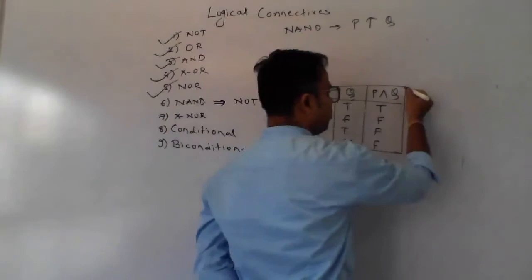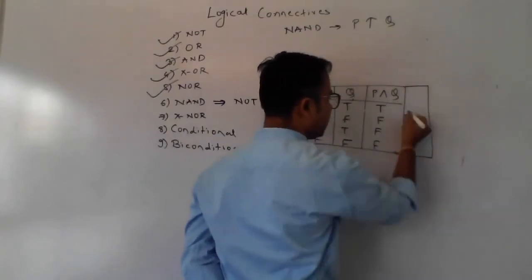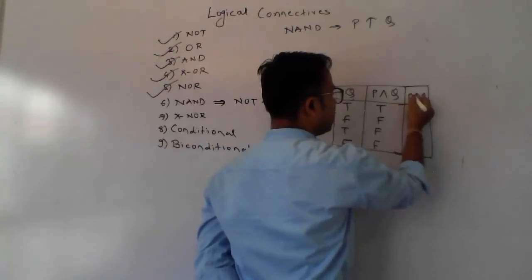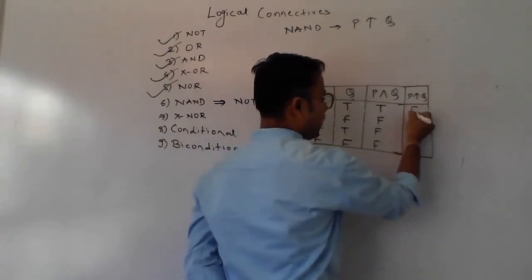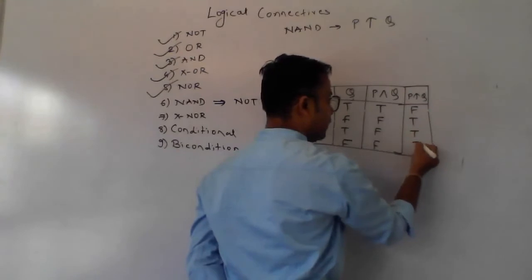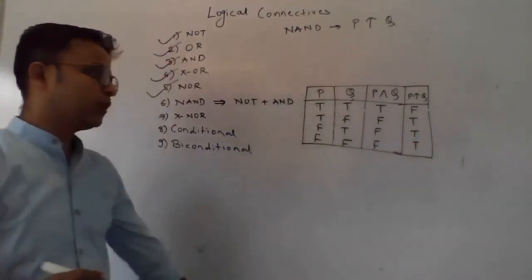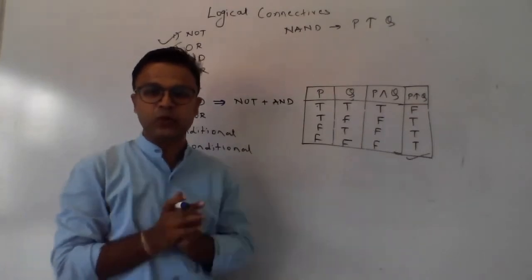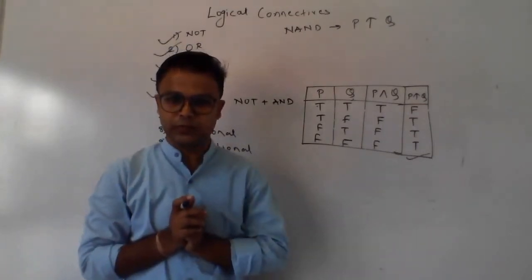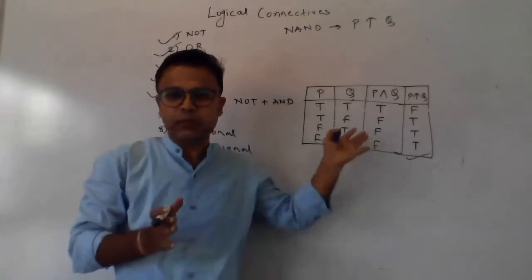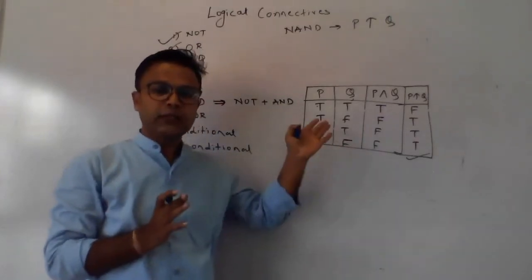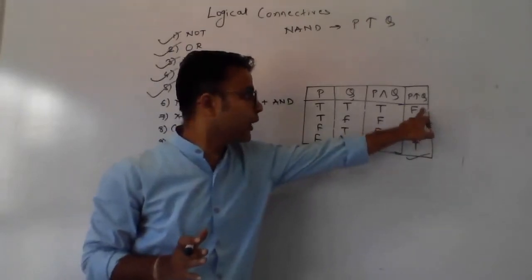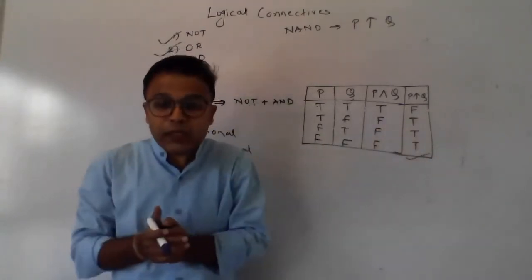Therefore the truth table of NAND, P NAND Q, will be the negation of this, so it will be F T T T. This is your truth table of NAND, and it is very important because NAND is also called a universal connective. You can express every statement formula by using NAND. So that's why NAND is important. The truth table of P NAND Q is F T T T.